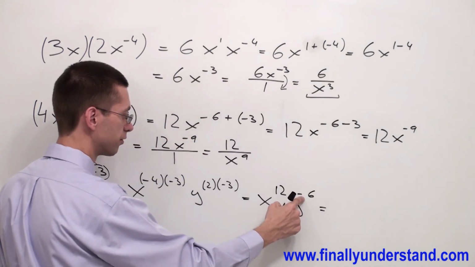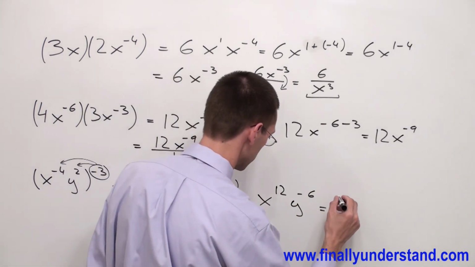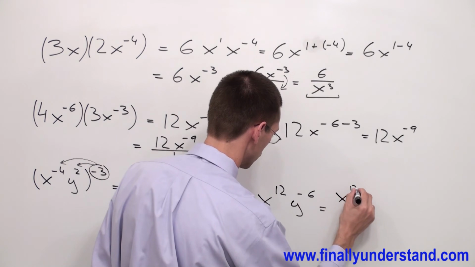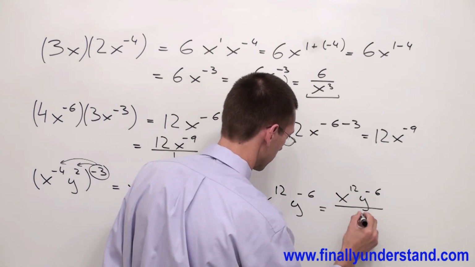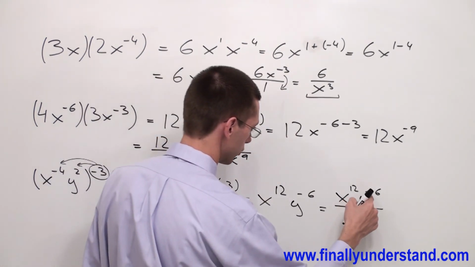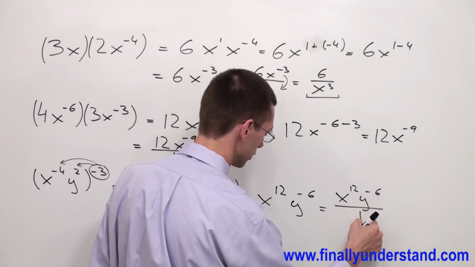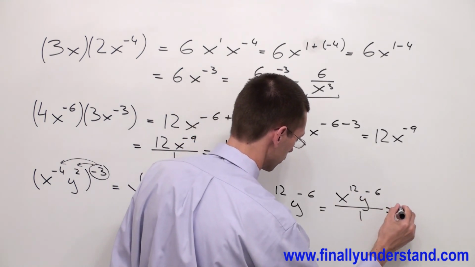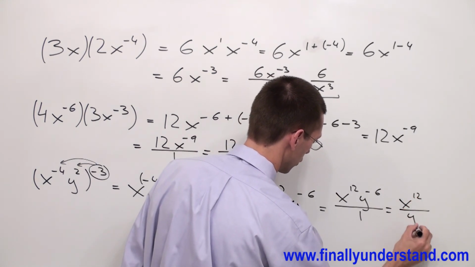Because I have negative exponent, I'm going to convert this expression to the fraction. So I have x to 12, y to negative 6 over 1. Okay? I want to convert this negative exponent to positive. I have to take this down to the denominator. That's why my answer is going to be x to 12 over y to 6. This is the solution.